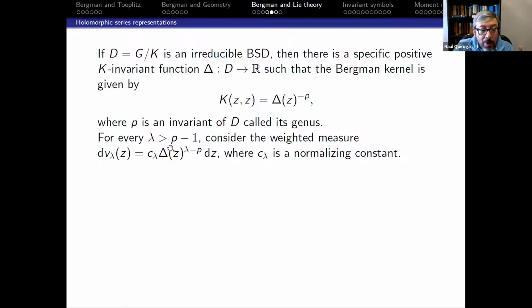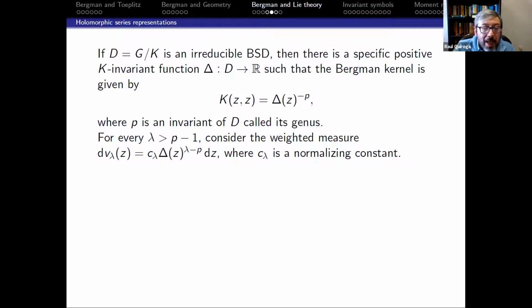That and powers of this delta, you can consider some further weighted measures. So here you have your Lebesgue measure on the domain D. You multiply by this function to some power, lambda minus P, and some normalizing constant, so that this is a probability measure. What is the point of this restriction? If you take lambda in this, with this restriction, this measure is going to be finite, so you can actually normalize to a probability measure.